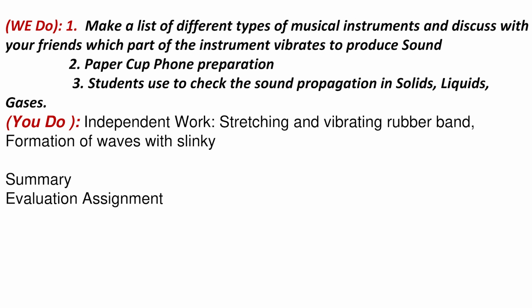As a part of group activities: make a list of different types of musical instruments and discuss with your friends which part of the instrument vibrates to produce a sound, and also paper cup phone preparation. Students check the sound propagation in solids, liquids and gases. Likewise, I had done some activities. And as a part of independent work: stretching and vibrating a rubber band, formation of waves with the slinky. After that, I summarized, and I also gave some evaluation and the assignment. So these are the things that I covered here.